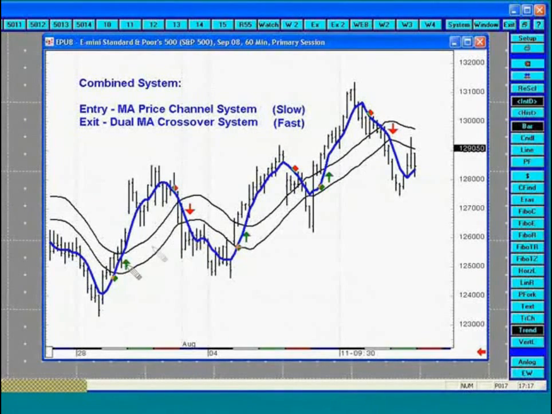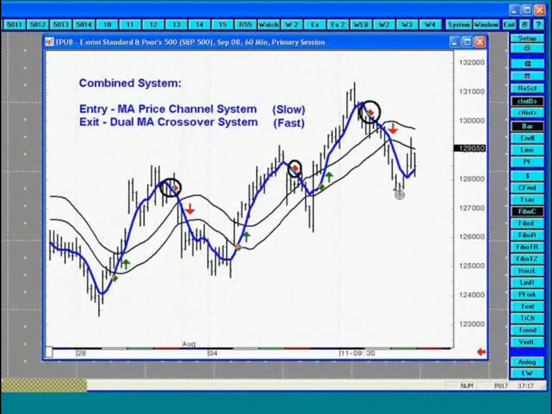Now the green arrows right here identify when the blue line crosses the 20-period simple moving average of the high, and the reds indicate a close below. The diamonds that you see right here, that's when the 5-period moving average crossed below the 10. So what this system is, it's basically two moving average systems combined in one.